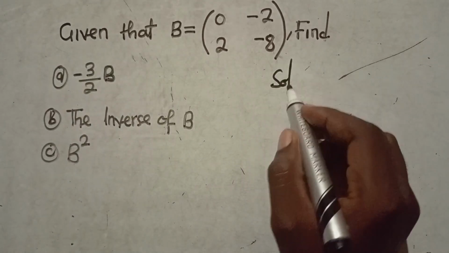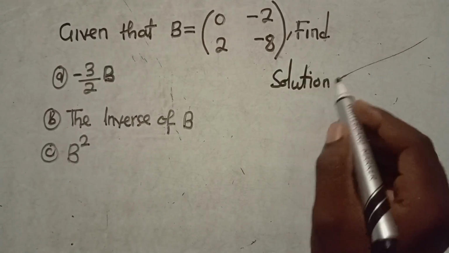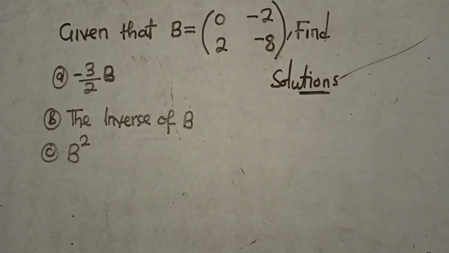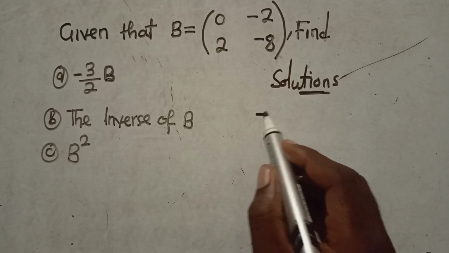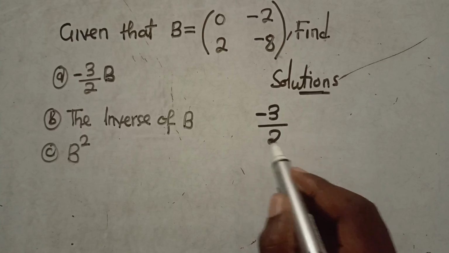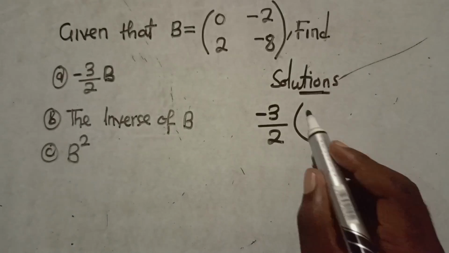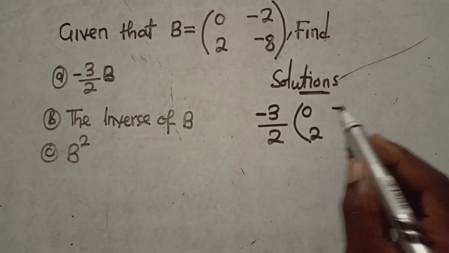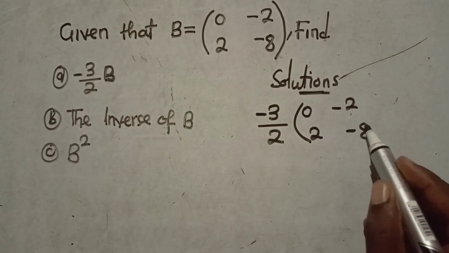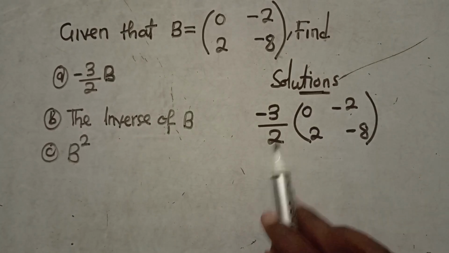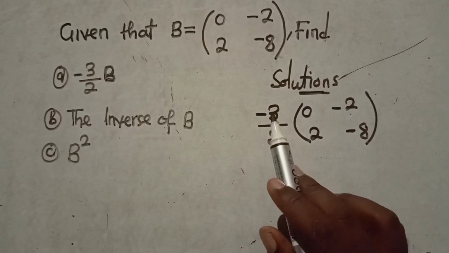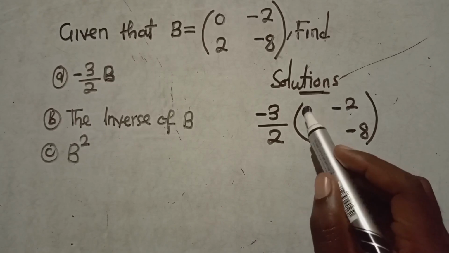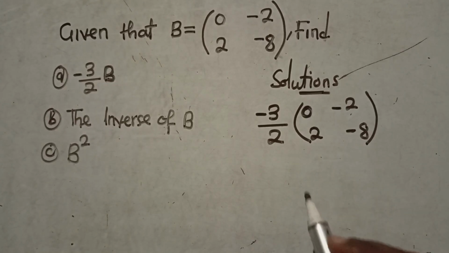So let me say solutions. I'll be writing here. So I just want you to revise through this. I just want you to follow me clearly and attentively. So the question is saying we want to find negative 3 over 2. Then B is a matrix, that is a matrix 0, 2, negative 2, then negative 8. This thing is called a scalar. So this is a scalar. What do we do? We get the scalar and multiply with every entry in this particular matrix.